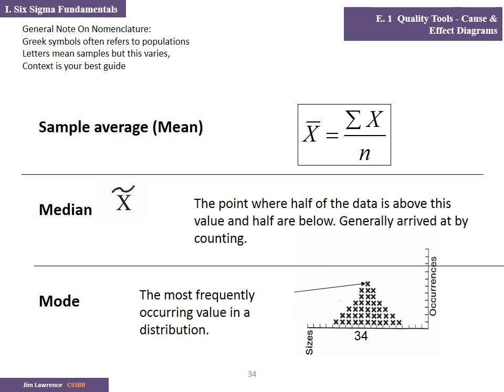The sample mean is the arithmetic average. Again, the median is the point halfway above the data and halfway below the data, and the mode is the most frequently occurring data point in the distribution.